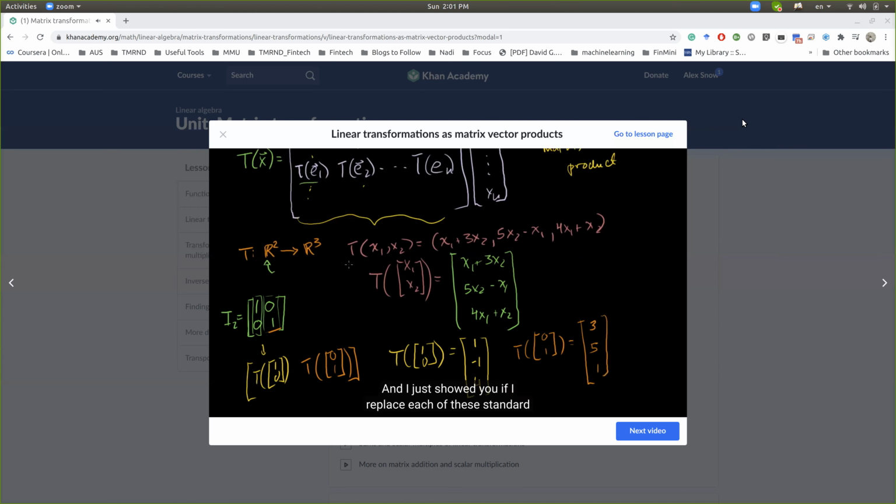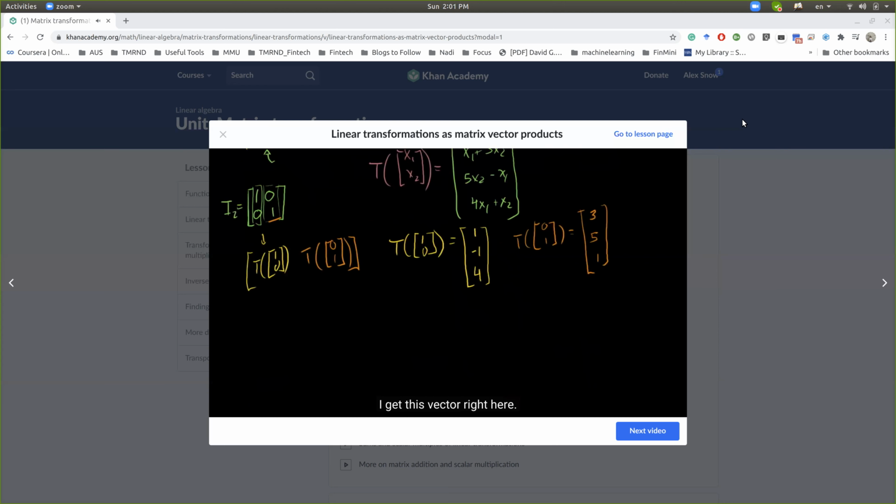And I just showed you, if I replace each of these standard basis vectors with the transformation of them, what do I get? I get this vector right here. So I already figured out what they are. If I take this guy and evaluate it, it's the vector 1, minus 1, 4. And then this guy is the vector 3, 5, and 1. And so what we just did, for some reason I find this to be pretty amazing. We can now rewrite this transformation as the product of any vector.